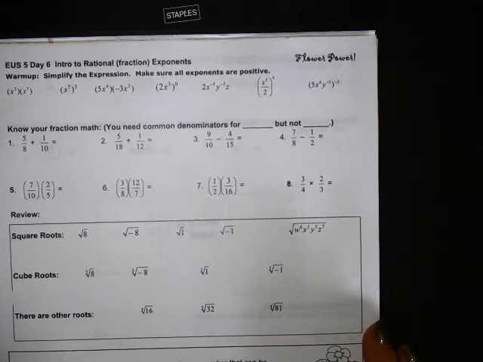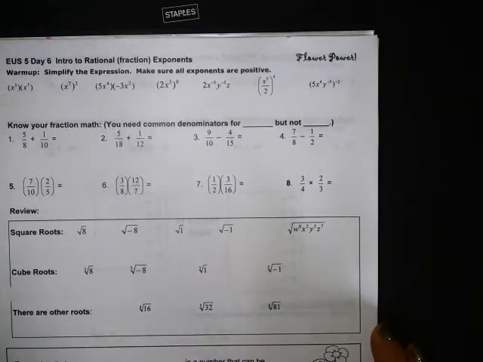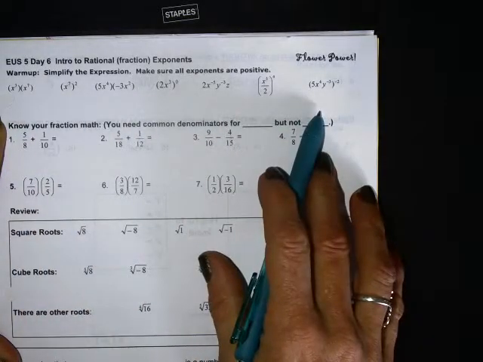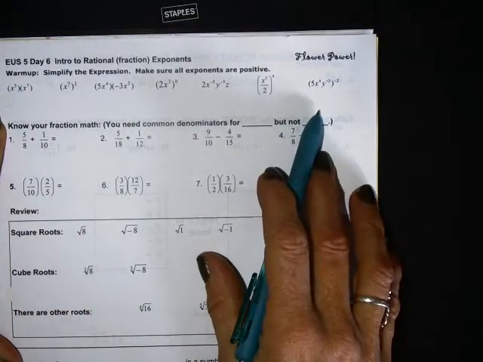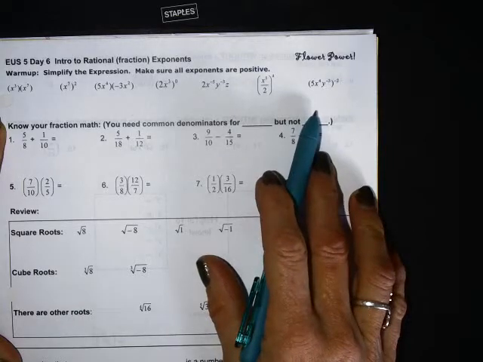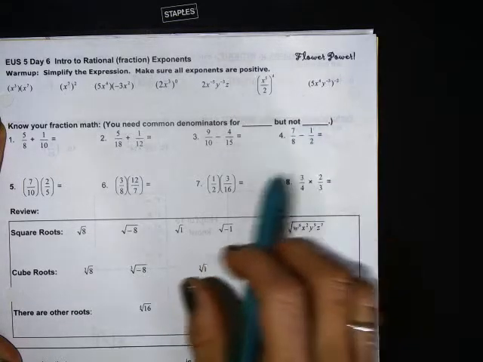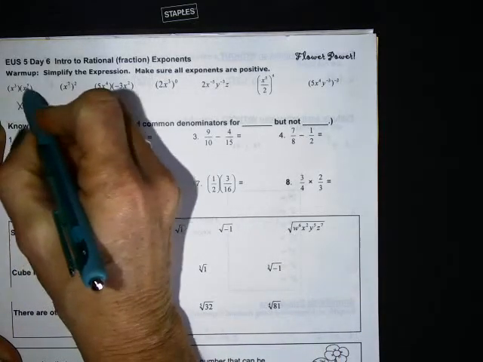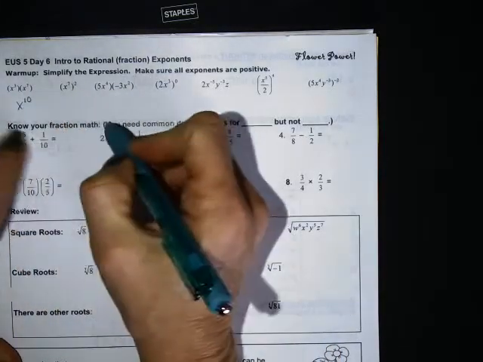Alright, this is EUS 5 day 6. What I'd like for you to do is go ahead and do this. This was the warm-up, just a quick review. So if you will pause and go ahead and do that, I'm going to go ahead and put the answers up here now. When you're multiplying, you add your exponents.